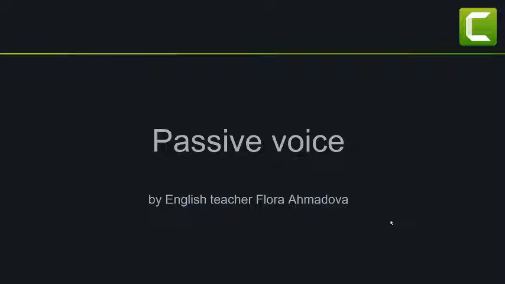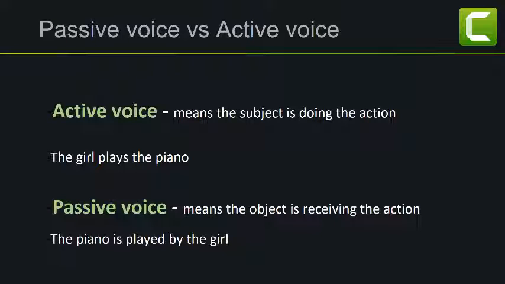That can be really confusing grammar instruction in English. Most of my students ask, what's the point of passive voice? Is it really important? What is the difference between passive and active voice?